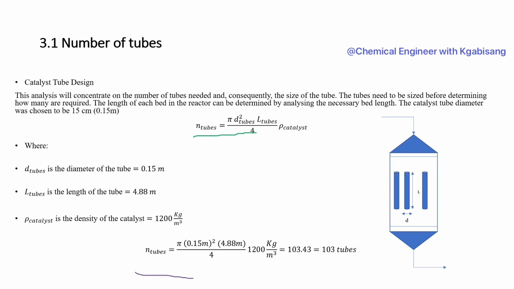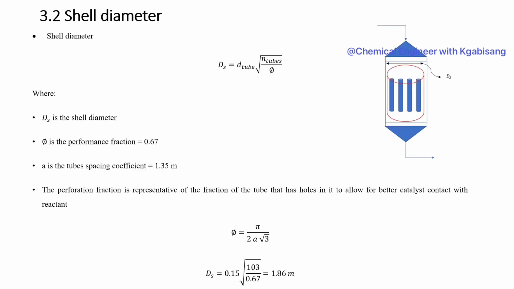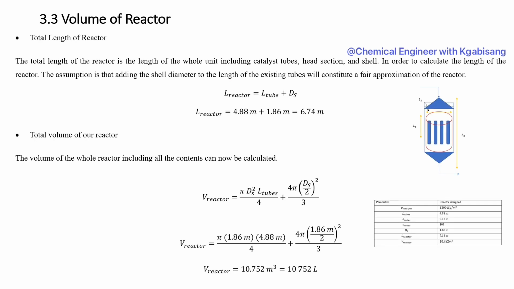If you substitute everything, you should get the number of tubes within your reactor to be estimated at 103 tubes. For the shell diameter, we are going to take into account the diameter of the tube, the number of tubes, and also this expression here, which is called the performance fraction. You can calculate it manually. I got mine to be 0.67. I found the diameter of my shell to be 1.86 meters. Now, lastly, let us get the volume of our reactor.